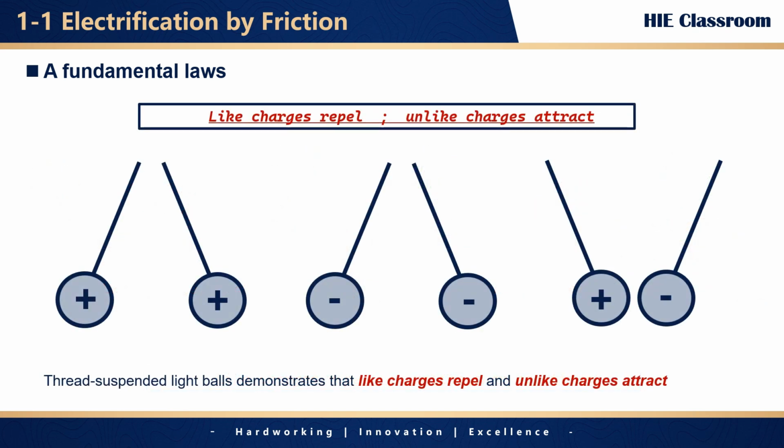Here's another demonstration. Imagine we have a light ball hanging from a thread. We'll charge it up. And here's what happens. If we bring another ball with the same charge nearby, they push each other away. But if we swap it for a ball with the opposite charge, they will pull toward each other. Same charges repel, opposites attract. It's a simple rule that shows how electricity behaves.